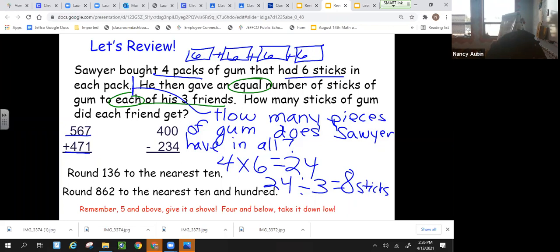Okay, let's do it now. All right, I'm going to call on Cooper. Cooper, how would I solve 567 plus 471? 7 plus 1 is 8. 13. What do I do? Okay. So I'm going to add that 1 to the 5 to get 6. All right, and add the 6 to the 4 to get 10.